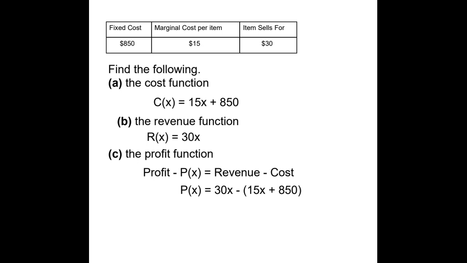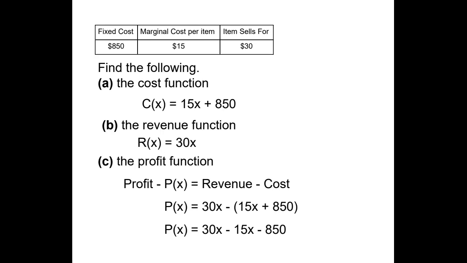So then this is going to give me the profit, P of x is equal to 30x. A negative with a positive is a negative 15x. A negative times a positive gives me a negative 850. Now also just keep in mind when you're dealing with these functions, I'm not putting in dollar signs. The dollar signs are just to see what I'm dealing with, but do not put them in your formula. If you put the dollar signs in, the computer is going to mark them wrong. We just want the values and numbers.